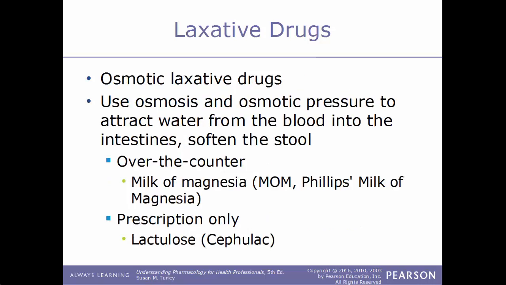And the last kind of laxative drugs we'll talk about are the osmotic laxative drugs. And these use the process of osmosis and osmotic pressure to attract water from the blood into the intestines, which will help soften the stool. Now, some of these drugs are over-the-counter, and some are by prescription only. Some examples of over-the-counter osmotic laxatives are milk of magnesia. It's sold under the names MOM and Phillips Milk of Magnesia. An example of a prescription-only osmotic laxative would be lactulose, which is sold under the trade name of Cephulac.